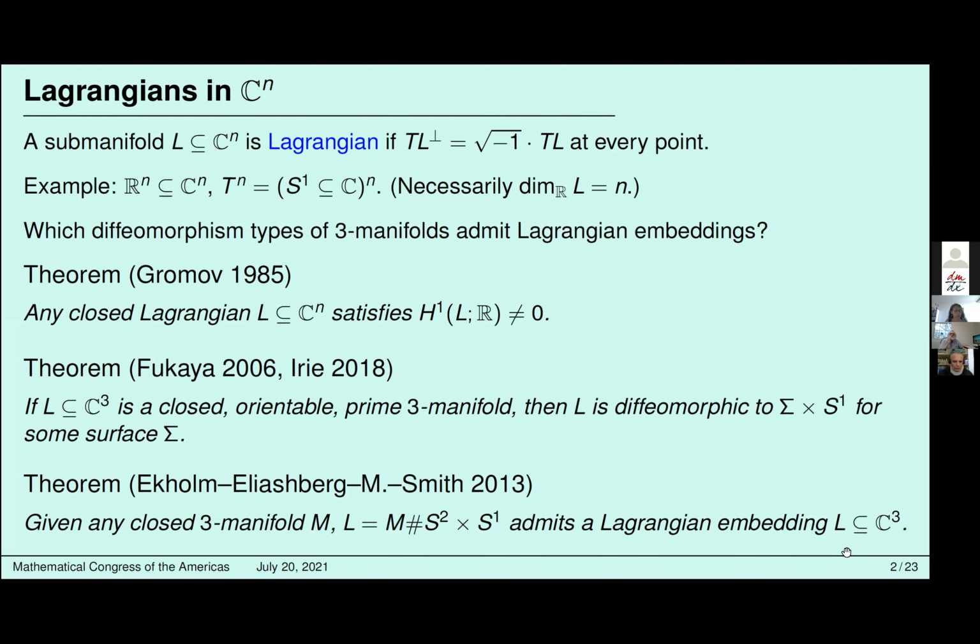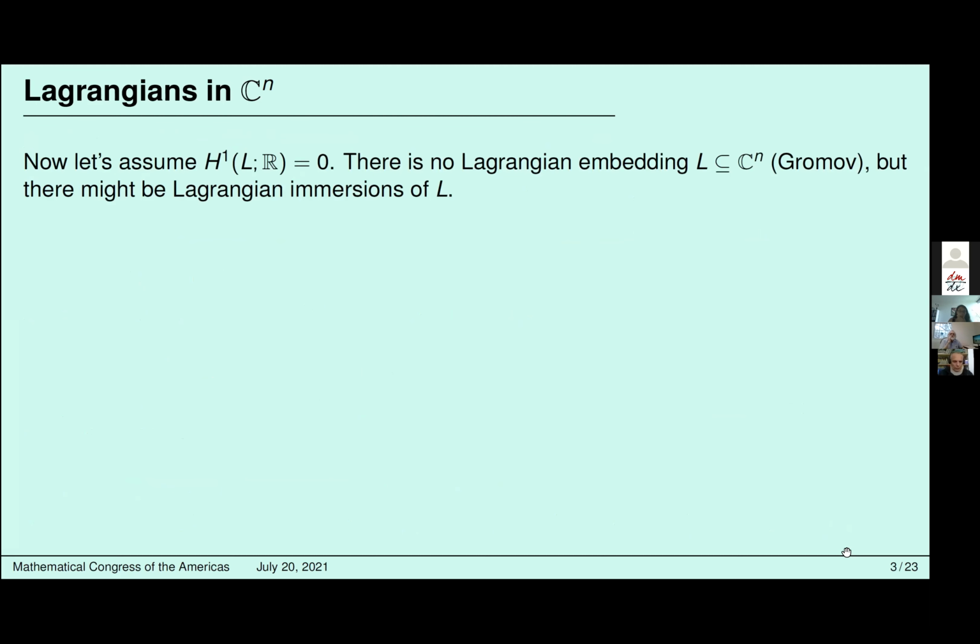Another example I want to talk about: Gromov already told us that we can't have anything with trivial first cohomology. But now I'm going to assume that I do have something like that. I could even assume it's simply connected, that's fine, whatever: H1 is 0. So there are no embeddings, but there may be an immersion.